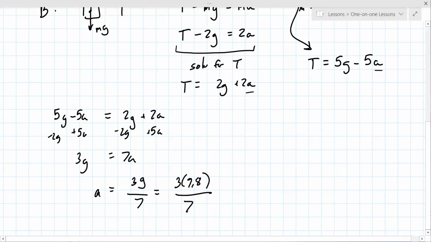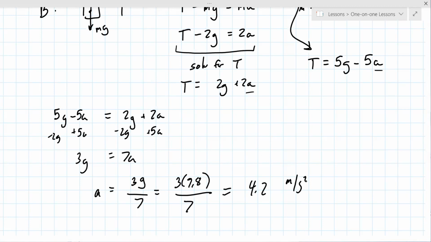Let me get my calculator out for that. It's 9.8 times 3 divided by 7. That should be 4.2 meters per second squared, right? I got 4.2, yeah, and that's meters per second squared. Perfect. All right. So for A, we were looking for the acceleration when the blocks are released.